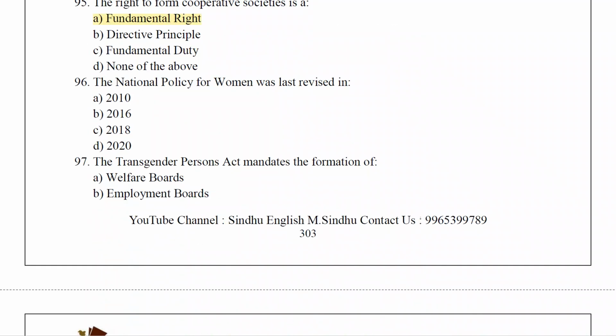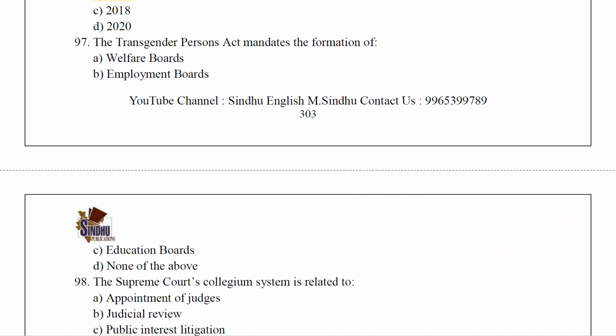Next question. The National Policy for Women was last revised in 2016. The Transgender Persons Act mandates the formation of welfare boards.